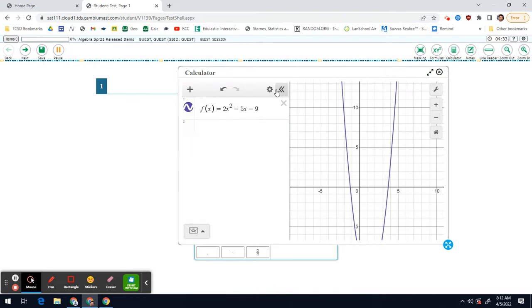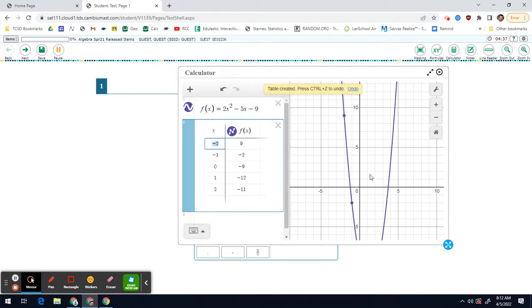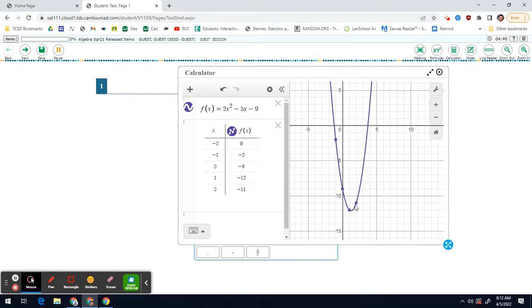You can make a function into a table very simply by pressing this gear button, and right here, this convert to table button. Notice here it lists all the nice points from -2 to 2 as your x values. They'll also show up in your graph here, so like -2, -1, 0, right? That kind of fun stuff.